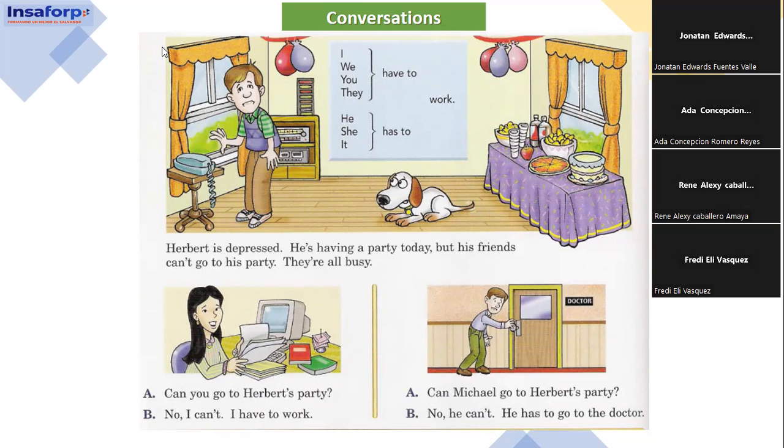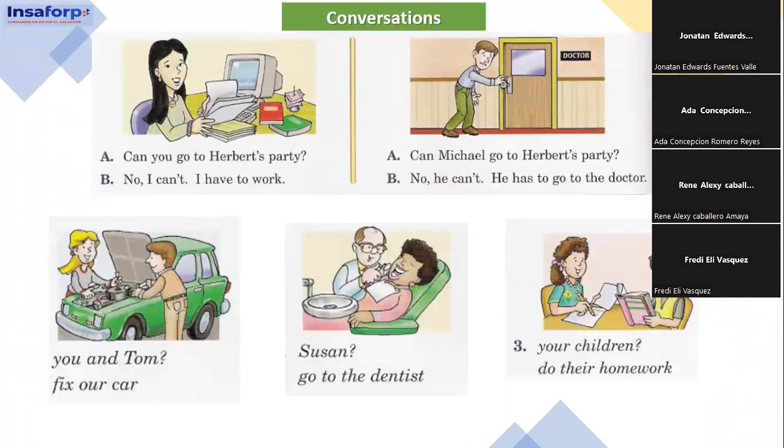Okay, good. Now, repeat after me, please. Can you go to Herbert's party? No, I can't. I have to work. Can Michael go to Herbert's party? No, he can't. He has to go to the doctor. Good? The same situation here, right? Can you go to Herbert's party? No, I can't. I have to work. Can Michael go to Herbert's party? No, he can't. He has to go to the doctor.